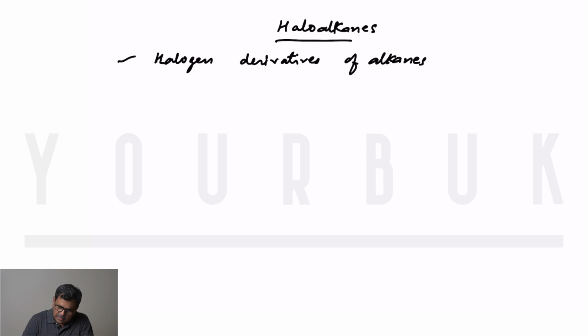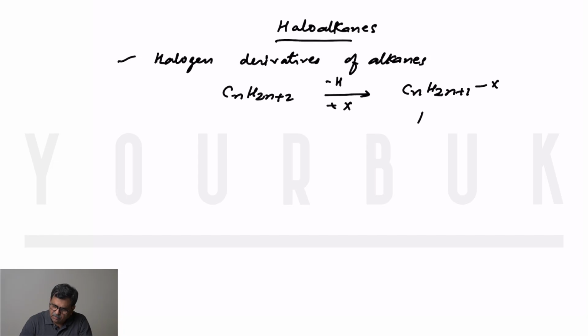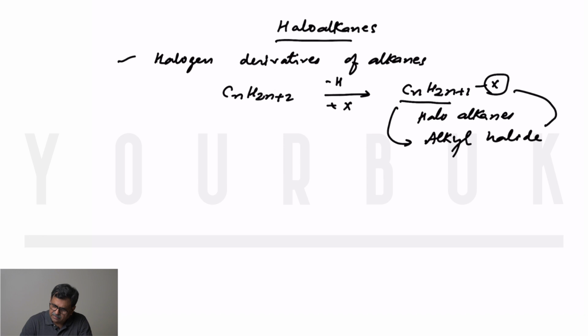So alkanes have a general formula CnH2n+2. What we are doing is replacing one hydrogen of the alkane by X, so it becomes CnH2n+1X. This is the general formula for haloalkanes. These haloalkanes also have a common name, alkyl halides. CnH2n+1 is called the alkyl group and X stands for the halide ion.